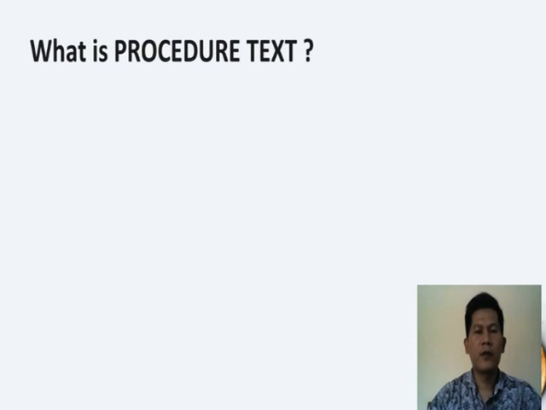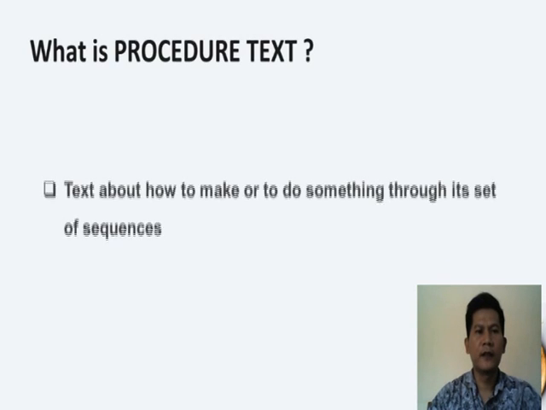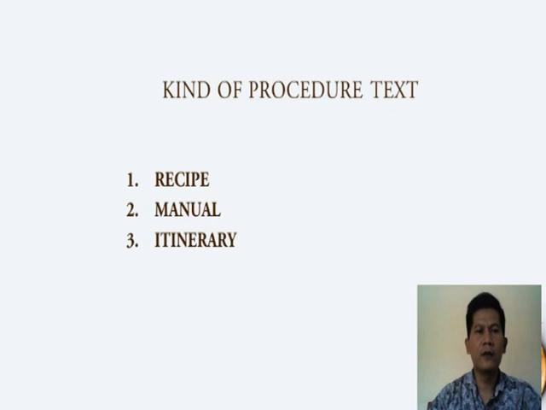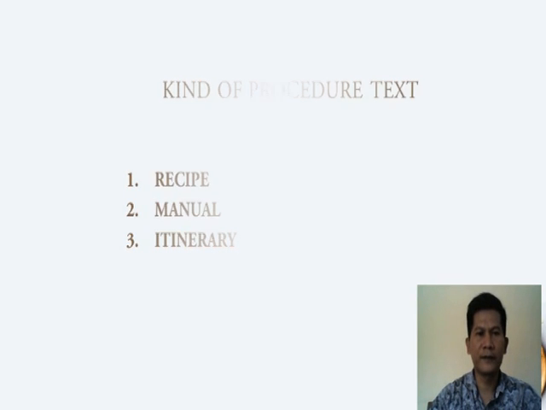From the animation that we have watched together, we know that procedure text is a text about how to make or to do something through its sets of sequences. Kinds of procedure texts are: 1. Recipe, 2. Manual, and last is itinerary. And then for this occasion, we will focus on a recipe as a kind of procedure text.